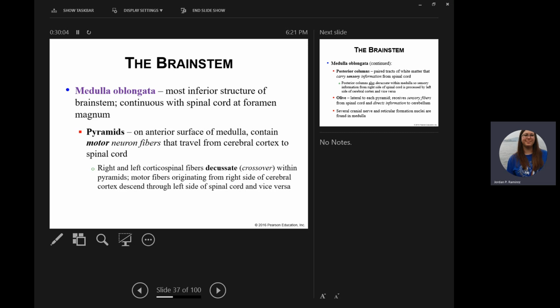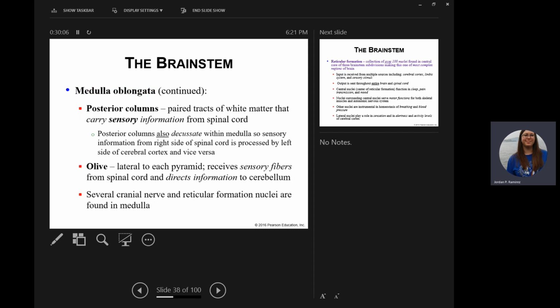The motor fibers originating from the right side of the cerebral cortex descend through the left side of the spinal cord and vice versa. Also, the posterior columns, which are paired tracts of white matter that carry sensory information from the spinal cord, again going upwards, ascending. The posterior columns also decussate within the medulla, so sensory information from the right side of the spinal cord is processed by the left side and vice versa.